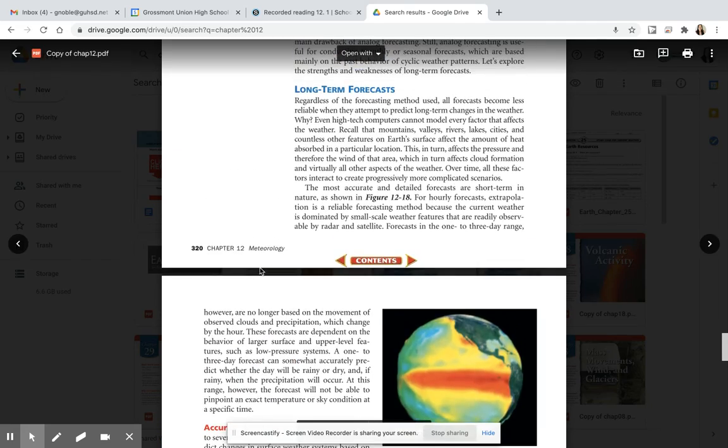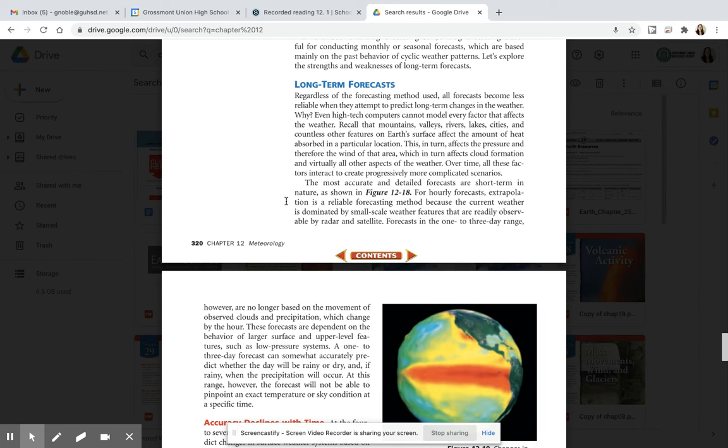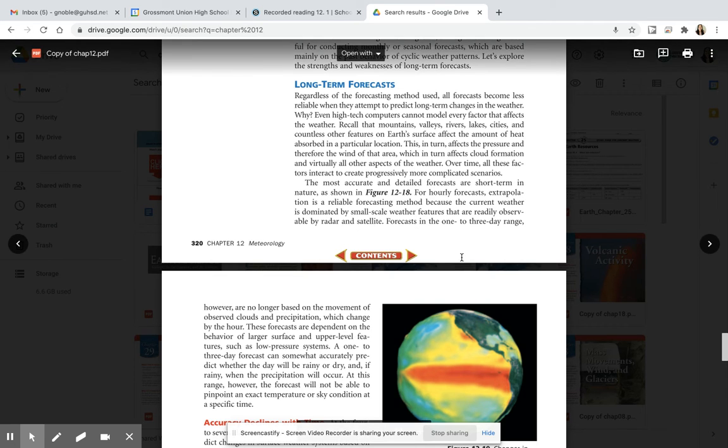Long-term forecasts, regardless of the forecasting methods used, all become less reliable when they attempt to predict long-term changes in the weather. Why? Even high-tech computers cannot account for every factor that affects the weather. Recall that the mountains, valleys, rivers, lakes, cities, and countless other features on Earth's surface affect the amount of heat absorbed in a particular location. This, in turn, affects the pressure and therefore the wind of that area, which in turn affects cloud formation and virtually all other aspects of the weather. Over time, all these factors interact to create progressively more complicated scenarios.